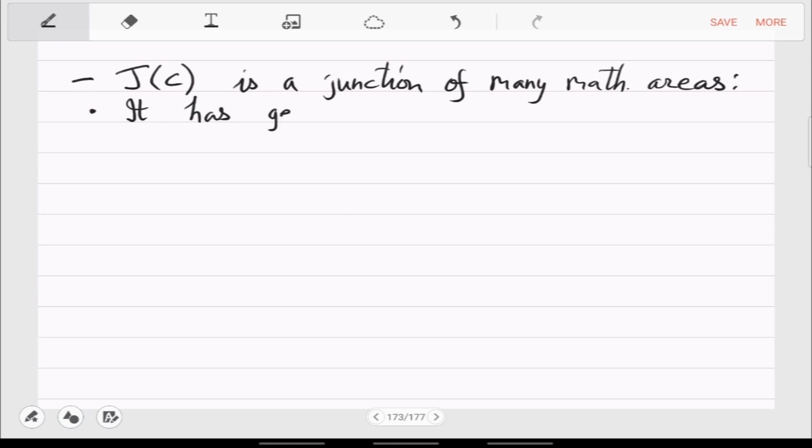So what are those areas? It obviously is now a smooth projective variety of high dimension, right? So it's a geometric object. It has geometry. And it's not a curve, it's actually a high dimension variety.